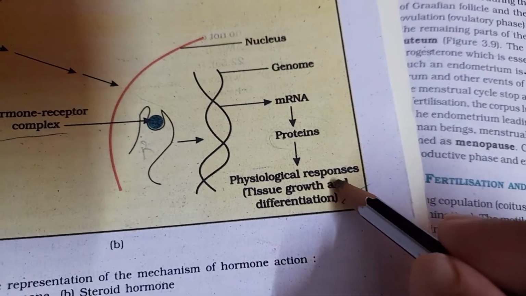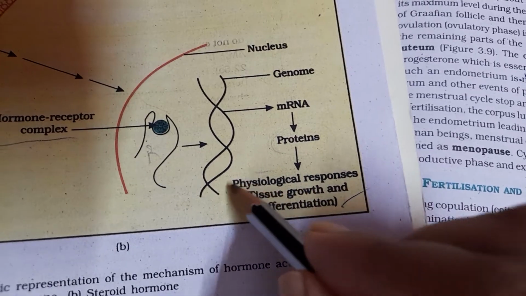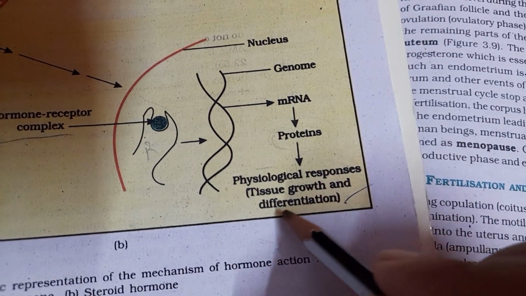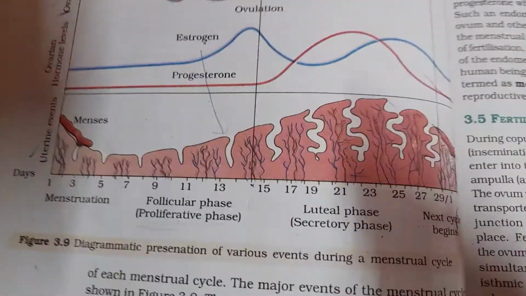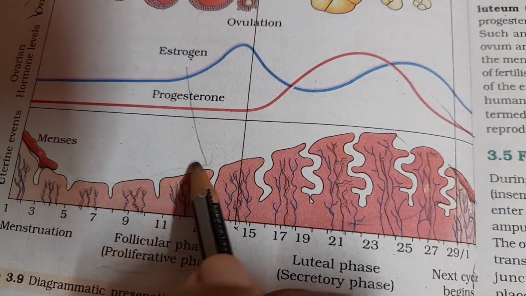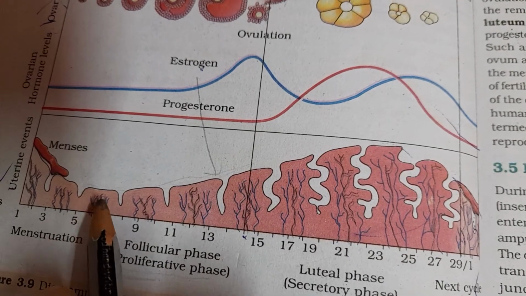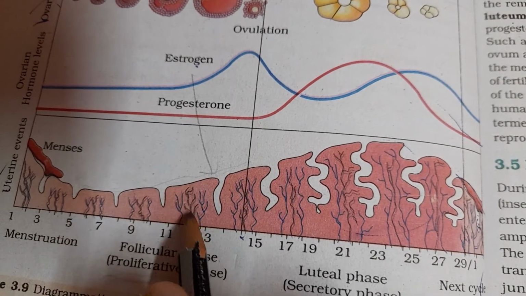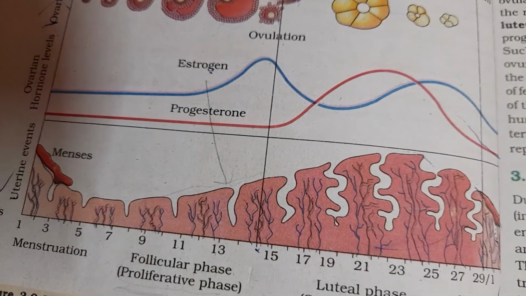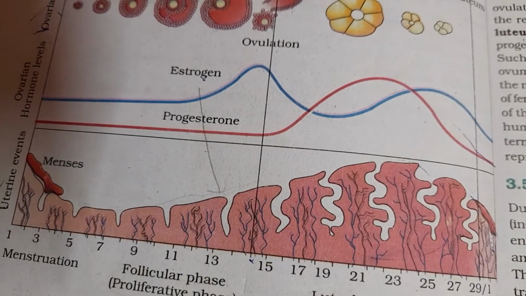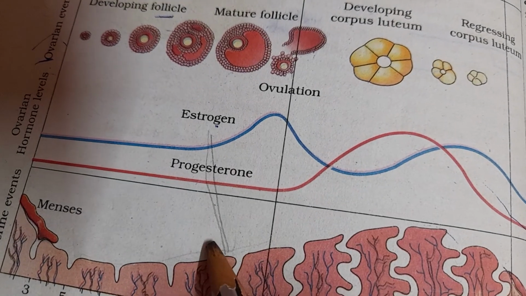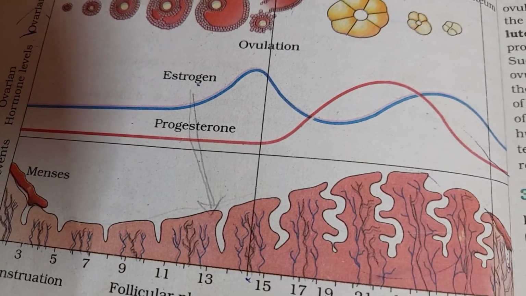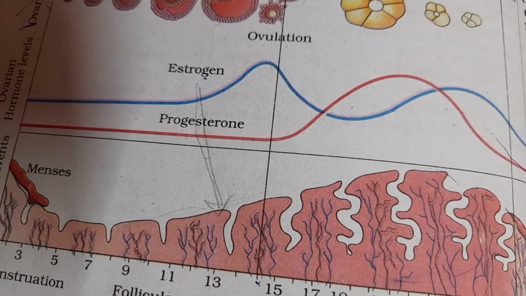And the physiological response here is tissue growth and differentiation. You can see tissue growth has occurred here. If you see the thickness of this uterus wall, it is thickening gradually. That happens because of which hormone? Estrogen. That is the mechanism of how estrogen acts, which is a steroid hormone.